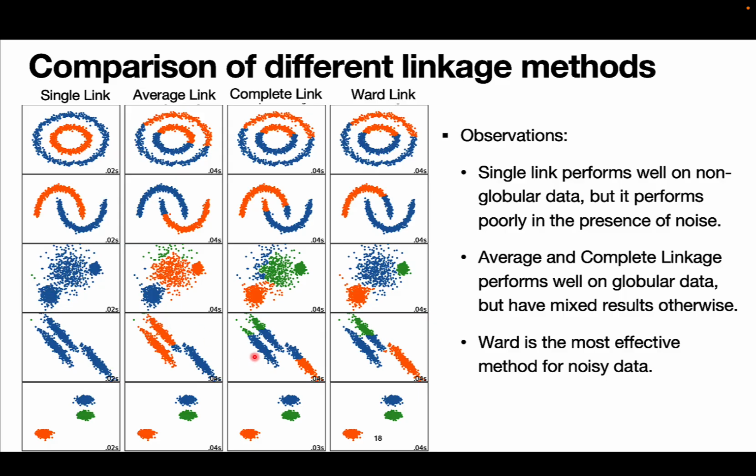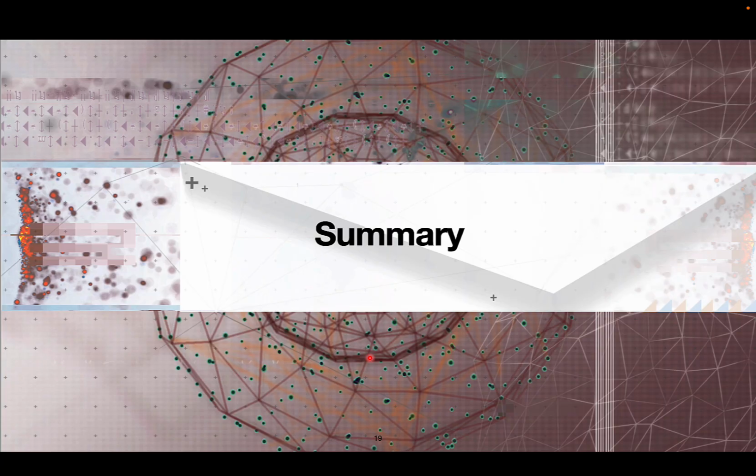Average link and complete link both do better in this setup because they average across points and don't rely entirely on minimum distance. Ward link generally performs the best when noise is present because it minimizes the total variance within the clusters. To summarize, each linkage method has its strengths and weaknesses, and there is no universally best choice. It's always going to depend on the shape and the noise level of the data. In summary, we discussed hierarchical clustering and covered a number of linkage methods.